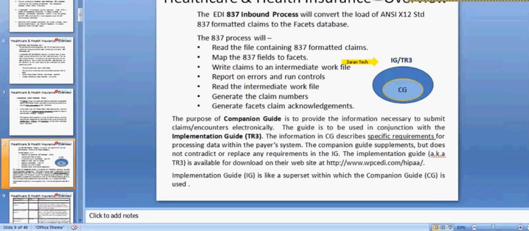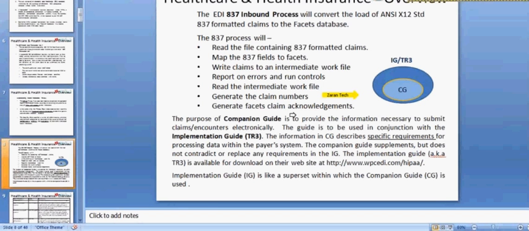Then it issues the companion guide that has very specific details, right? I want to make sure that you understand the difference between these two sets of technical documents. So the CG is always specific, and it has to be used in conjunction with the IG or TR3 document. I will be posting these examples, a sample CG and the TR3 document, in our blog, so you can take a look at it.